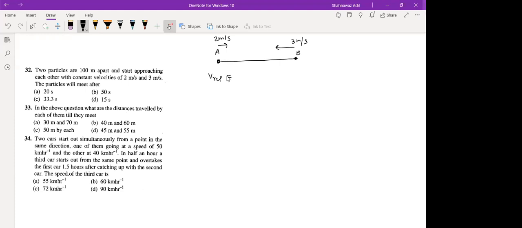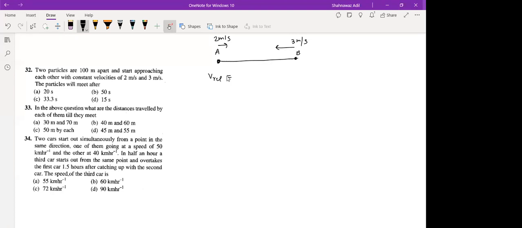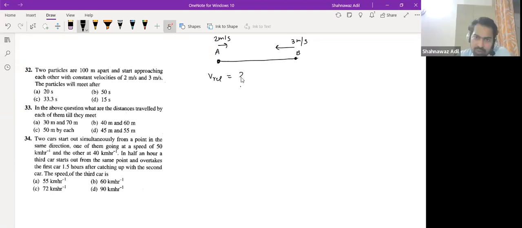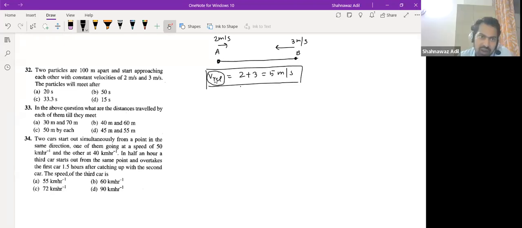Sir, A minus B. Yeah, A minus B, but they are in opposite direction. So what would be the relative velocity magnitude? I'm asking about the magnitude. I just told you guys a moment ago that whenever they are opposite, the velocities add up, right? Yes, sir. So this would be 2 plus 3, which is 5 meter per second. Is this clear? Yes, sir. So now this is the velocity, and how much is the distance that they have to cover? What is the distance between them?